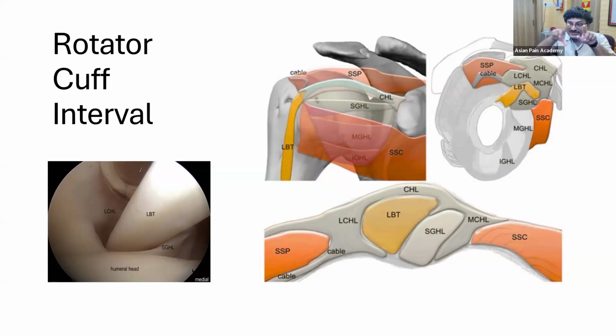Now the question is, what are the structures surrounding it? So see what are the structures surrounding it. So here lies the long head of the biceps. On this side, we have the supraspinatus. On this side, we have the subscapularis. So in between these two muscles, that means the supraspinatus and subscapularis, there is the biceps going, and there is also the synovial recess coming out.